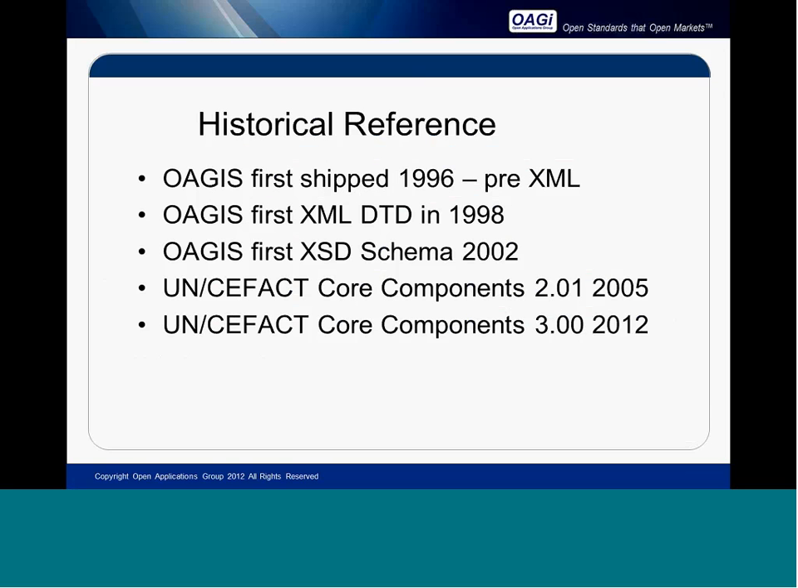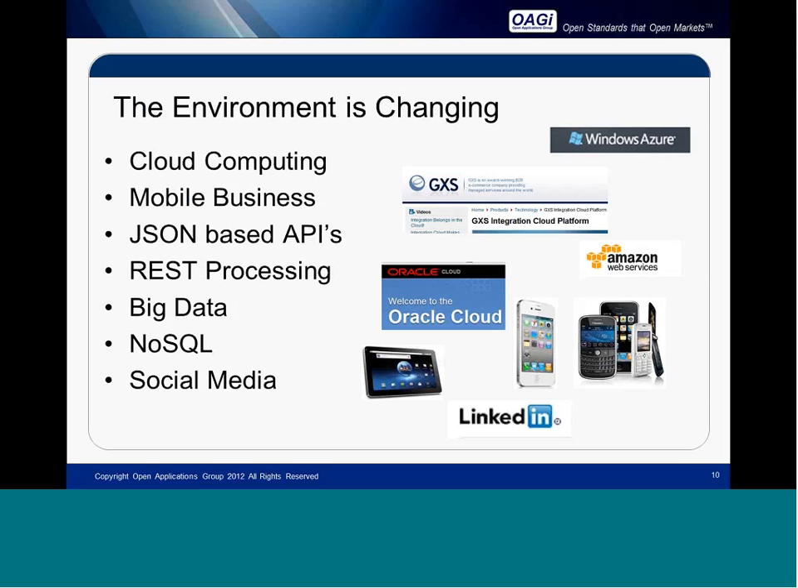So a quick historical reference: we first shipped pre-XML, then we shipped the first generation of XML in '98, the current generation in 2002, and then we evolved it to support CCTS, an early version, and now this one. So this is just a natural evolution where we keep the data model intact and we evolve how it is expressed moving forward. And so from there, we go to the environment is changing.